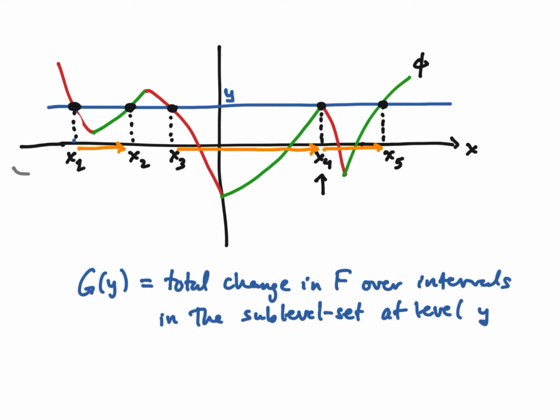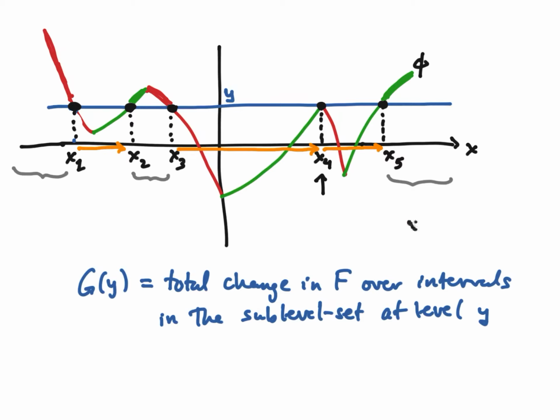So we're just looking at all the pieces of the real line between those x values where the function's height, phi, is less than or equal to y. That's called a sublevel set. It's the set of x's where phi of x is less than or equal to y. And that's basically just the union of a finite number of intervals.